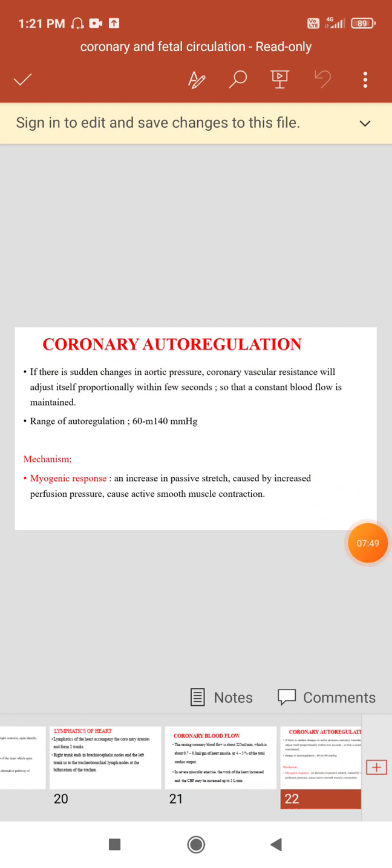Next we'll see coronary autoregulation. If there is a sudden change in the aortic pressure, coronary vascular resistance will adjust itself proportionally within a few seconds so that a constant blood flow is maintained. The range of autoregulation is 60 to 140 mm Hg. Now the mechanisms. First, the myogenic response: an increase in the passive stretch caused by increased perfusion pressure causes active smooth muscle contraction.